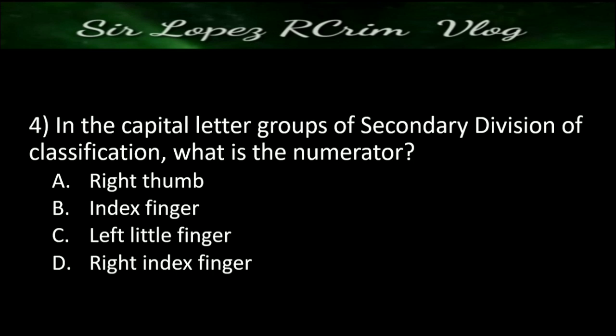Number 4. In the capital letter groups of secondary division of classification, what is the numerator? Letter A, right thumb, letter B, index finger, letter C, left little finger, or letter D, right index finger.